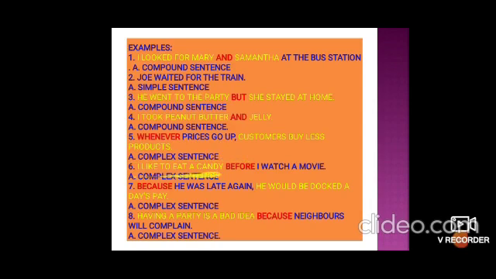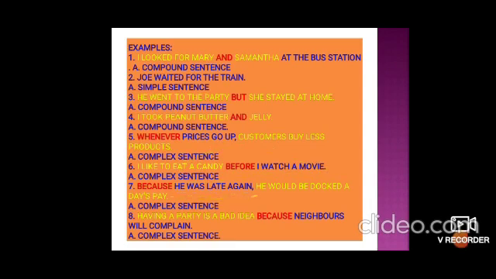I like to eat a candy before I watch a movie. So it is: I like to eat a candy, I watch a movie. I like to eat a candy makes meaning. Before I watch a movie, I would like to have it. Now it is a complex sentence because I watch a movie is a dependent clause on I like to eat candy.